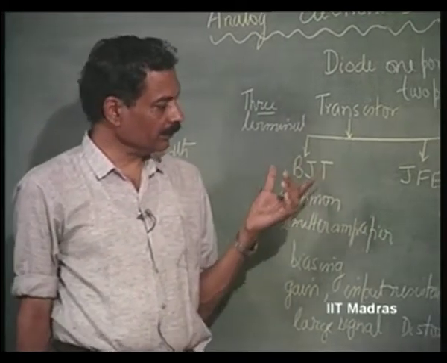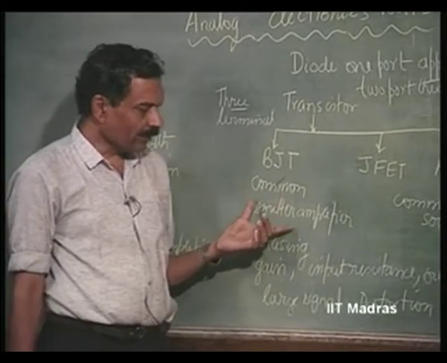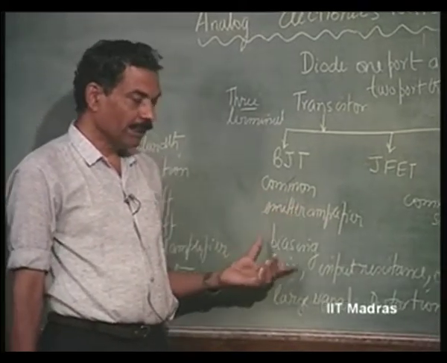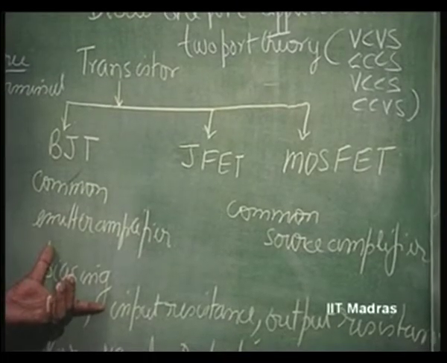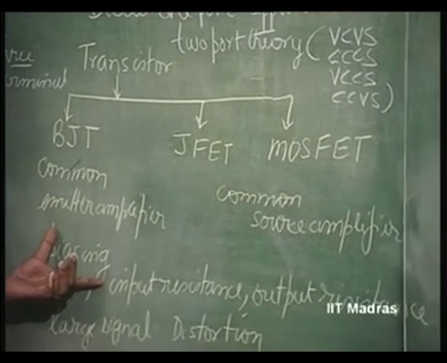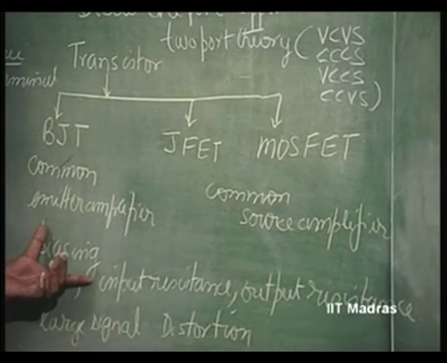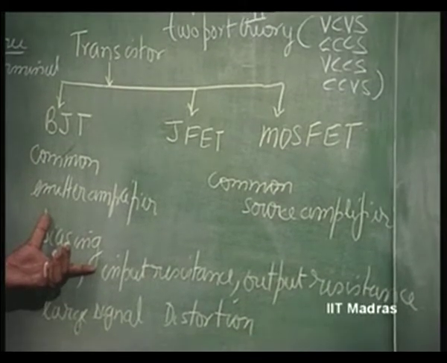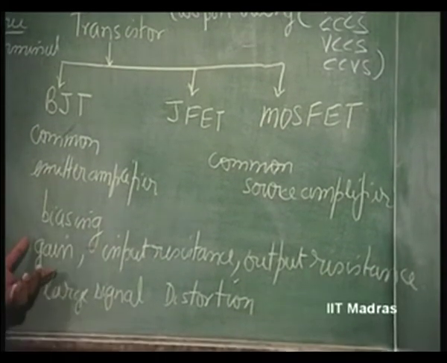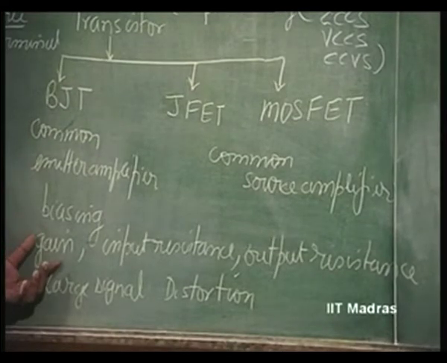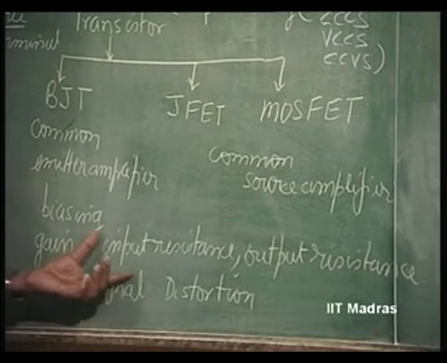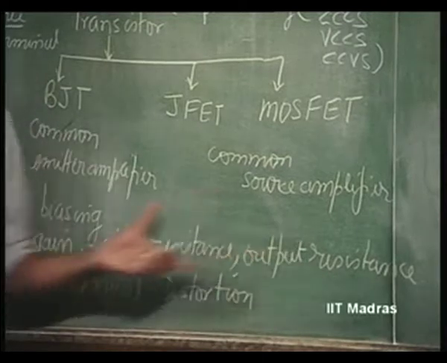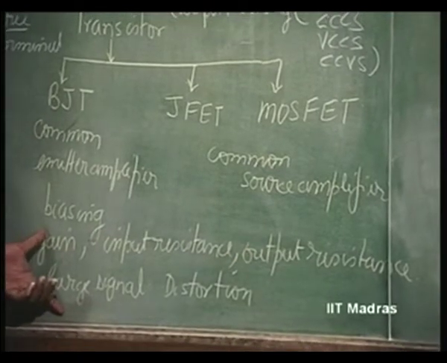Then we went over to the common emitter amplifier, biasing using single supply and dual supply, and a reliable way of biasing, fixing up the emitter current. That reliable way of biasing is fixing up the emitter current. Then evaluation of the gain of the common emitter amplifier, input resistance and output resistance, the parameters of amplifiers.